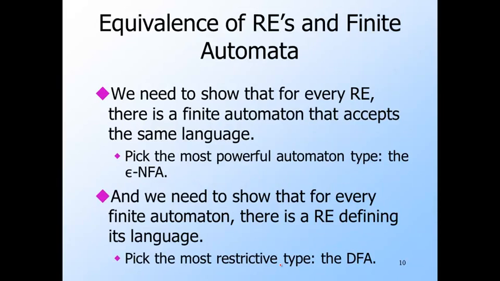Okay. We're going to show that regular expressions define exactly the regular languages. We already have three equivalent representations for the regular languages: DFAs, NFAs, and epsilon NFAs. We need to show that for every regular expression there is some automaton that defines the same language, and for this job we may as well pick the most powerful of the three varieties of automaton, the epsilon NFA. For the other direction, we need to show that every regular language is defined by some regular expression. Here we may as well start with the most restrictive variety of automaton, the DFA.